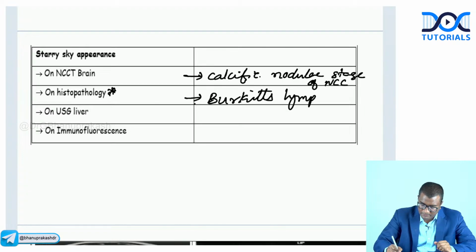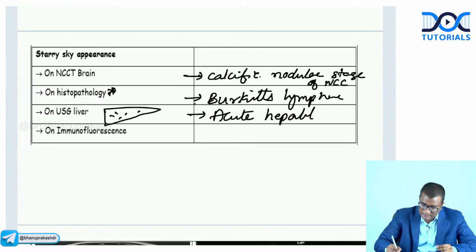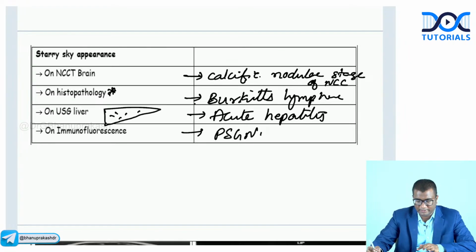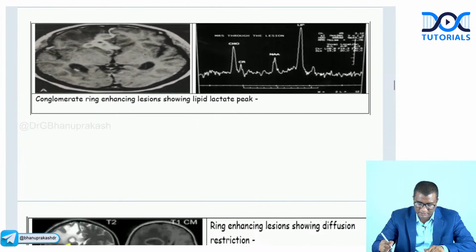So Burkitt's lymphoma. On ultrasound liver, remember most of the liver becomes black, the portal vessels will be white, giving that starry sky appearance, due to the ballooning degeneration that happens, ballooning of the hepatocytes. So the ballooning of the hepatocytes makes the liver very black on ultrasound. So on ultrasound liver, this is acute hepatitis. And on immunofluorescence, it is PSGN, post-streptococcal glomerulonephritis. So these are important starry sky appearances: neurocysticercosis on CT brain, Burkitt's lymphoma on histopathology, acute hepatitis on ultrasound liver, and PSGN on immunofluorescence.